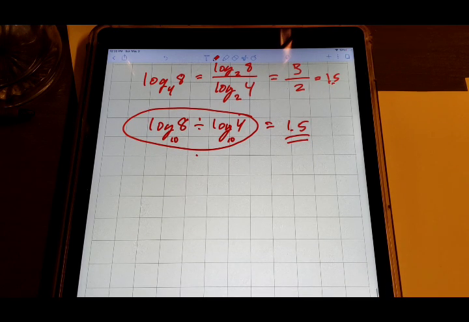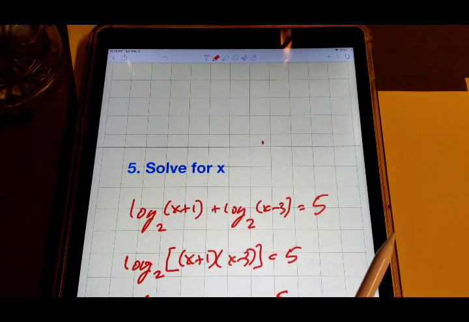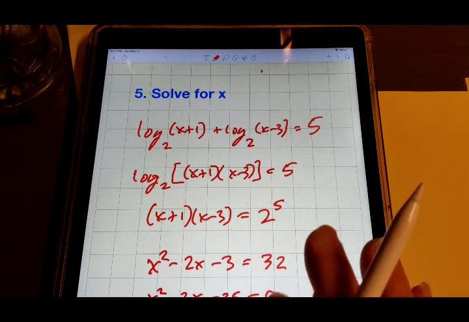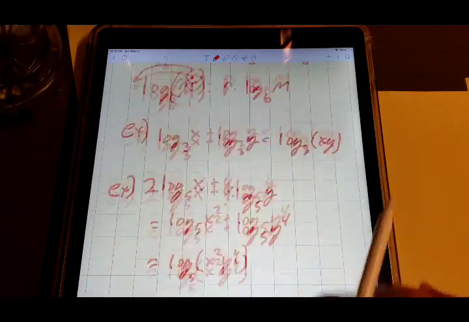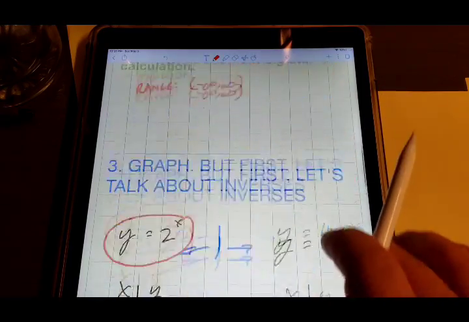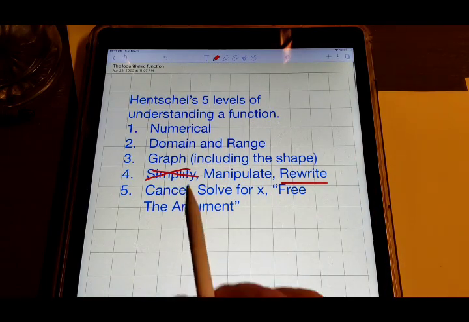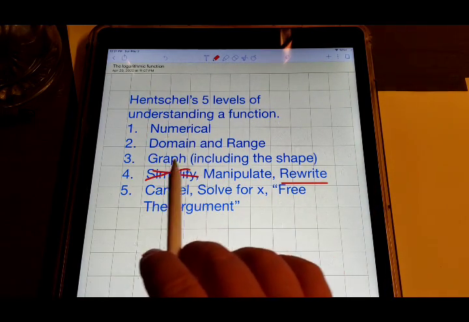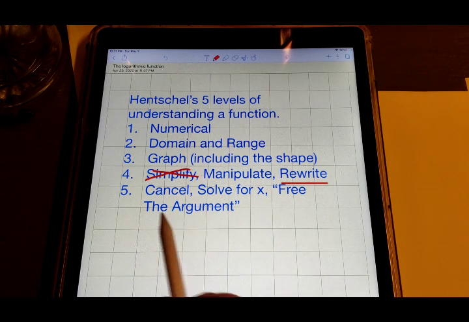All right, well, I don't want this video to get so long that I can't upload it or it takes too long to upload. So I'm going to do level 5, solving for x, in another video. But what I've talked about so far is, let's go all the way back to the top, understanding logarithm on 4 levels. Sorry, scrolling through this. Okay. Numerical, domain and range, graph, and manipulating and rewriting. So we'll do this one in our next video.